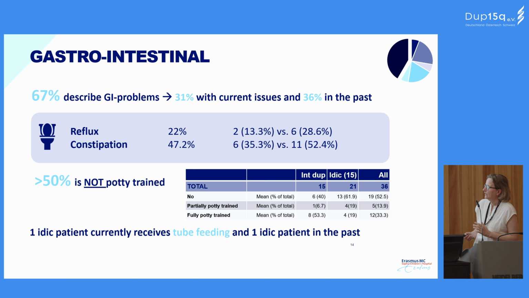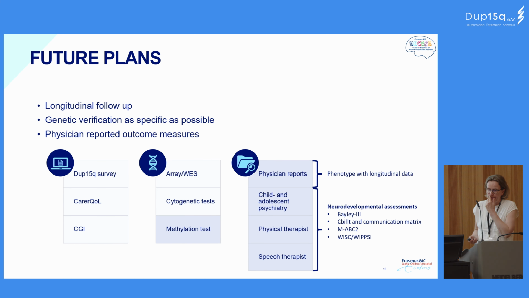Tube feeding, there was actually only one patient who had persistent tube feeding, so that was not too bad. Future plans, they're very important. This is a cross-sectional analysis of our first 35 patients, but it's very important to have longitudinal follow-up. How is it going over time?